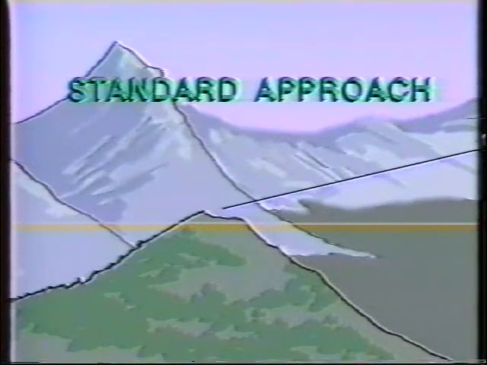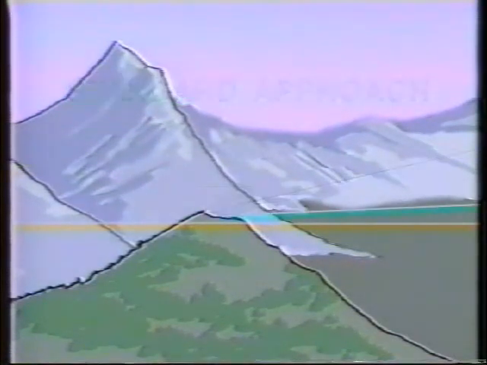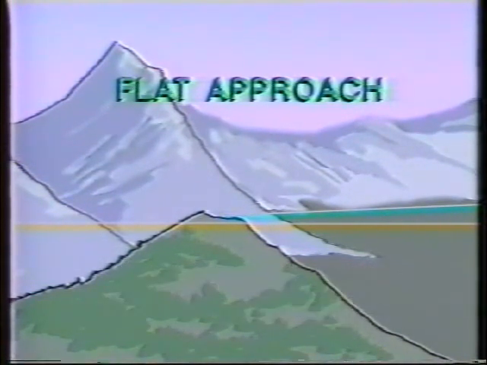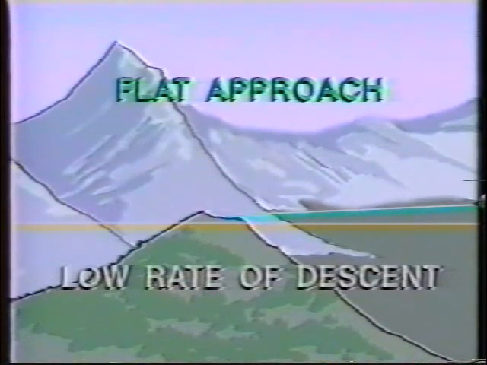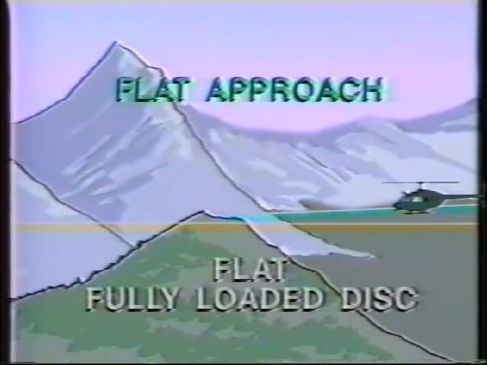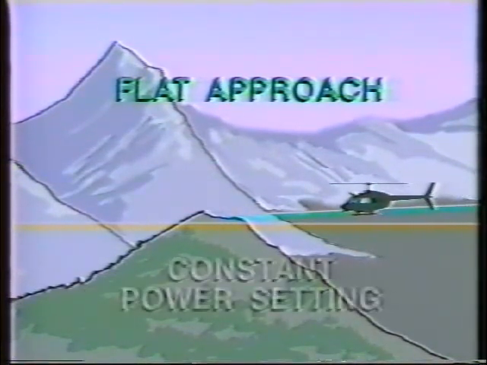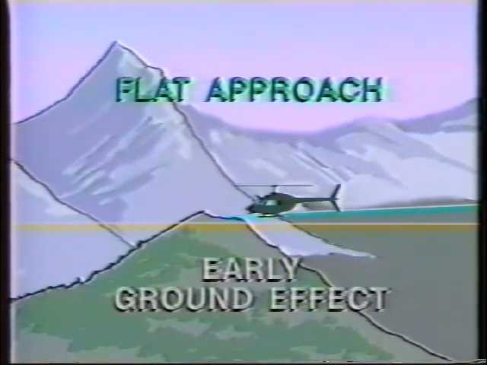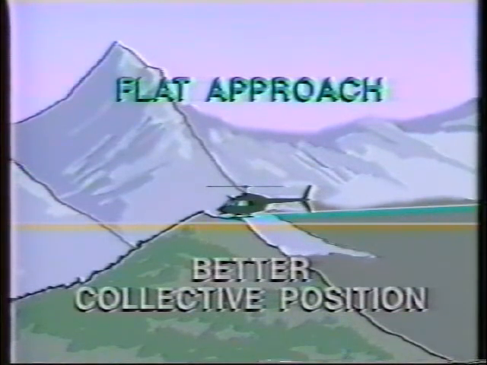You're not trying desperately to arrest your rate of descent with less power available and little room for error like you would be with a steep descent. With the flat approach, starting less than 100 feet above the LZ and sticking to the contour of the hill, you can descend at a low rate and reach your landing site without flaring. You're also keeping a flat disc, thereby minimizing loss of lift, maintaining a fairly constant power setting, getting your ground effect cushion earlier, and maintaining a better collective position, resulting in high no-hover landings.